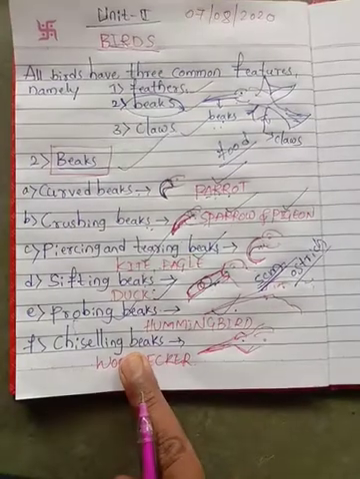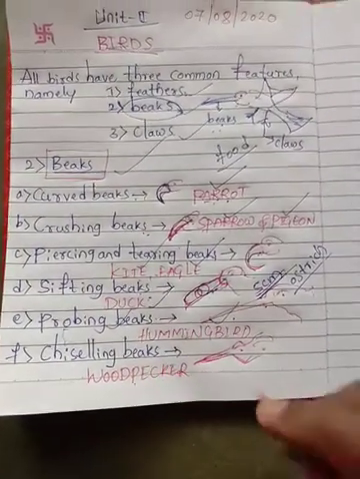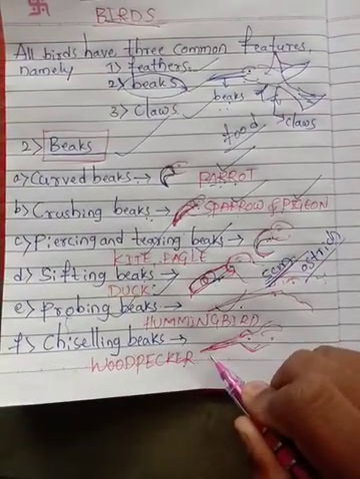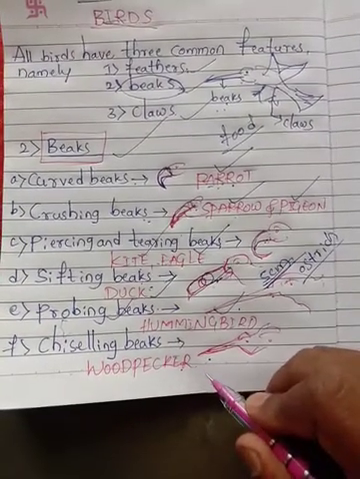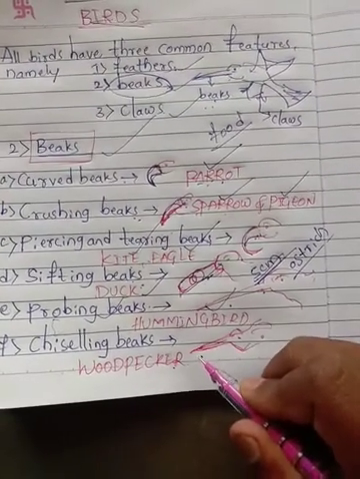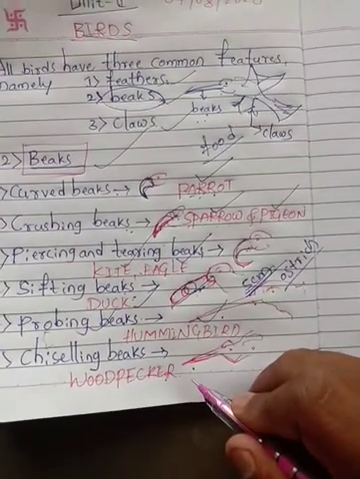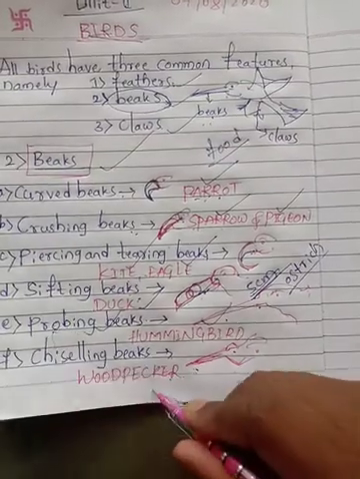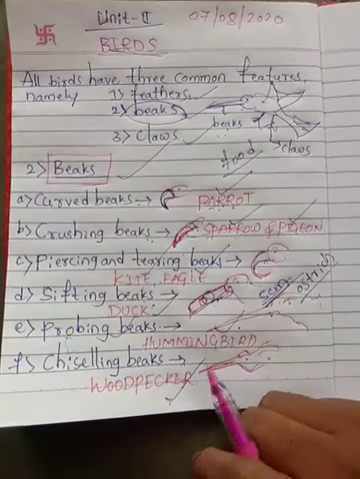Next one, chiseling beaks. Chiseling beaks belong to birds like the woodpecker. This is a woodpecker. Birds like the woodpecker have a strong, long and straight beak to pick the wood and eat insects present in the wood. They also use their chisel beak to make a hole in the tree, which serves as a nest. So chiseling beaks are very strong and sharp. Example, woodpecker.